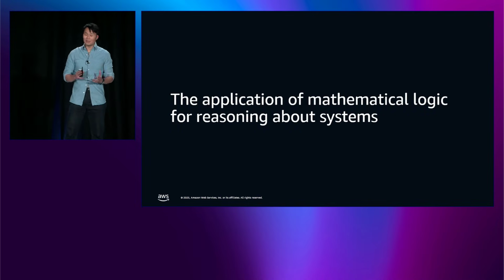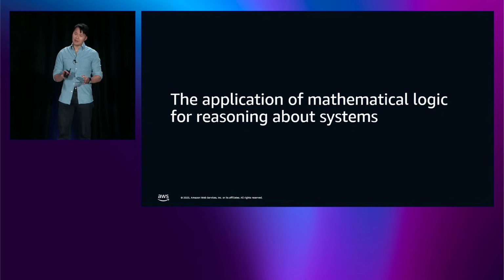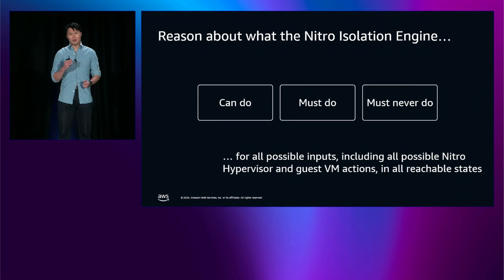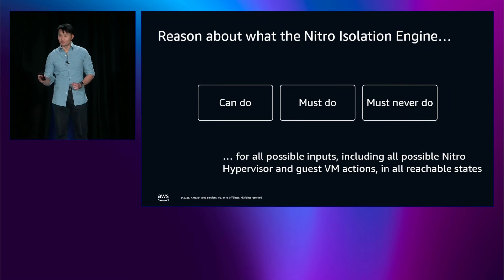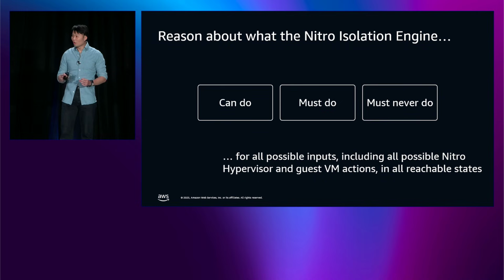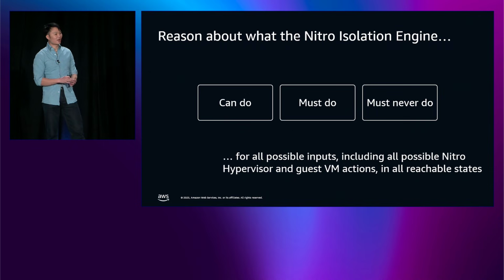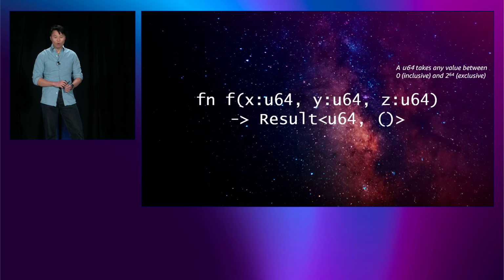Simply put, it's the application of mathematical logic for reasoning about systems, so that we can precisely capture the envelope of a system's behavior. That is, what a system can do, and importantly, must never do when we consider all possible inputs in all reachable states, which, for a system like the Nitro Isolation Engine, means under any event that the Nitro hypervisor or a guest VM might trigger when the system is in any reachable state. This is challenging. Let me show you with a small system.